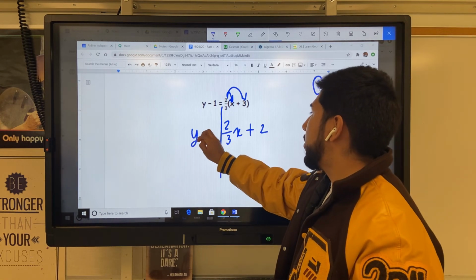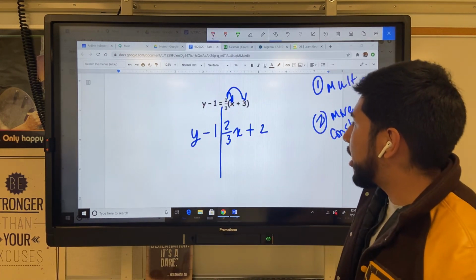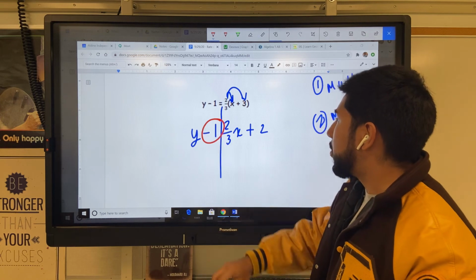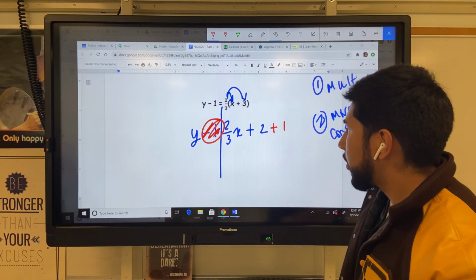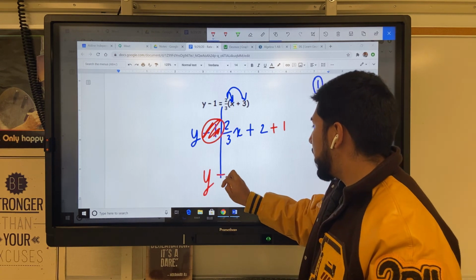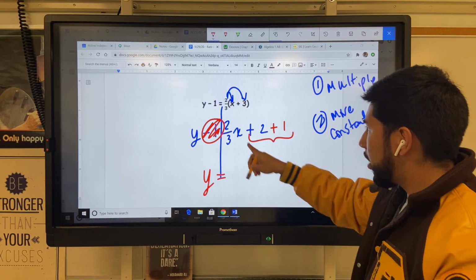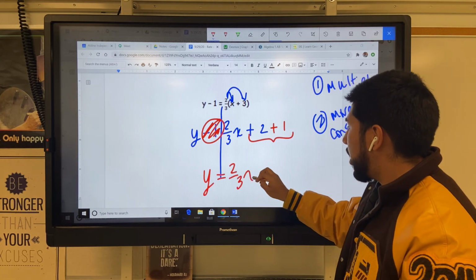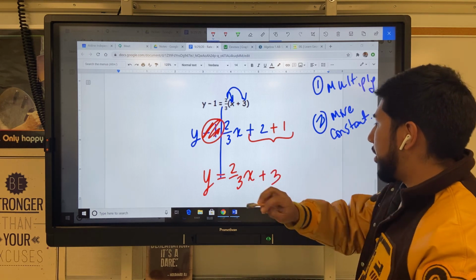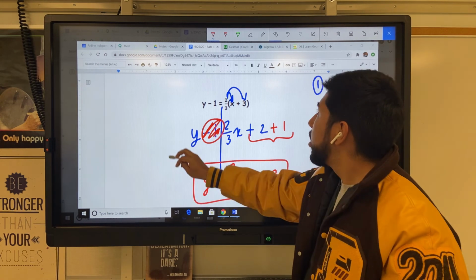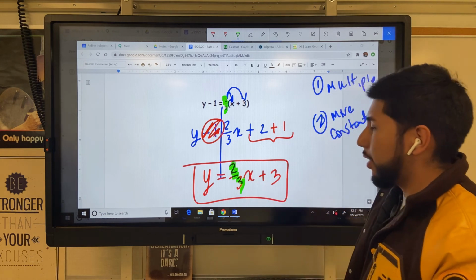Bring down the y minus 1. Moving my constant. Who's my constant in this case? It's minus 1. Throwing it over becomes a plus 1. Now I got my y by itself equals, who are partners on this side? Boom. Bring down the 2 over 3x. And then 2 plus 1 is 3. You should be able to tell me my slope is the same, 2 over 3 and 2 over 3.